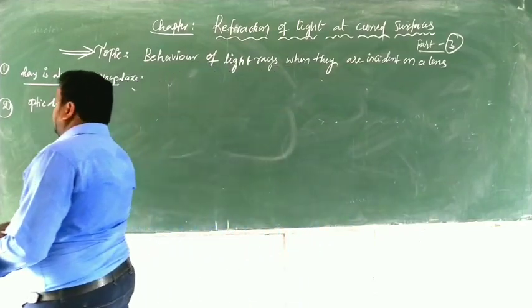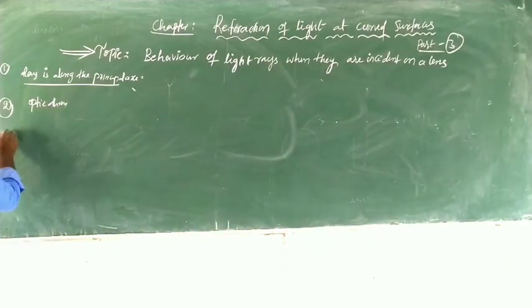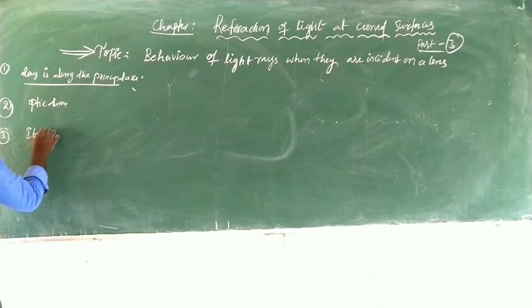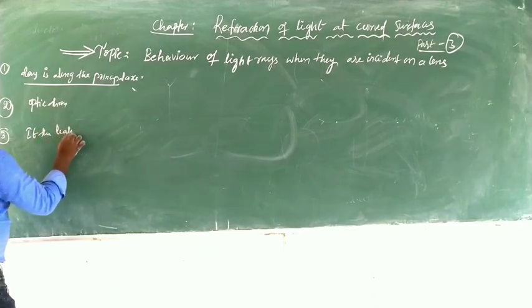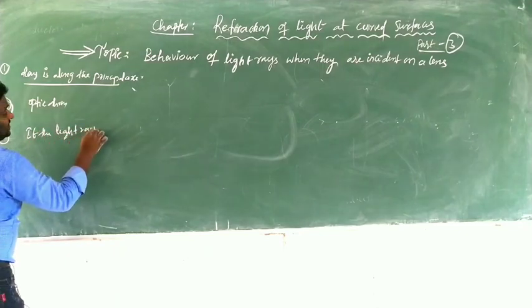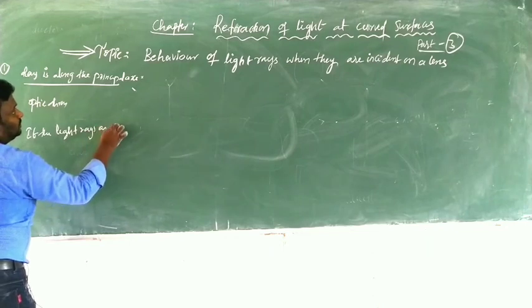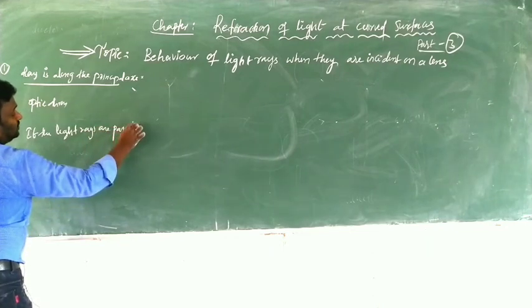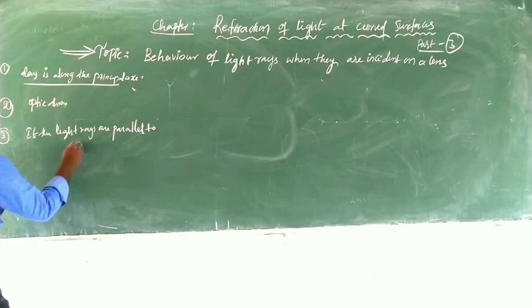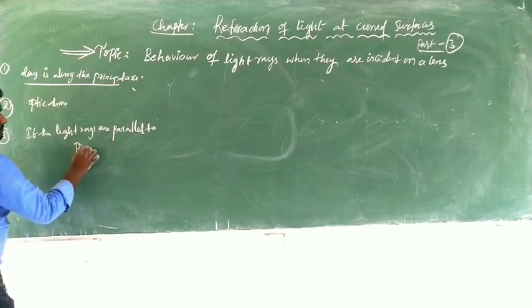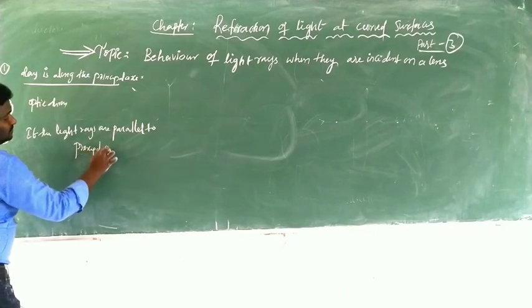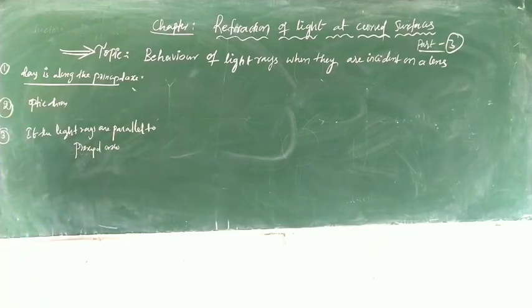Third one. If the light rays are parallel to the principal axis, let us see what will happen.